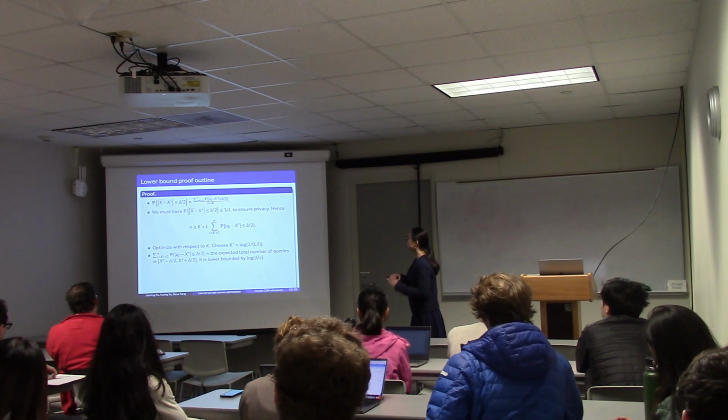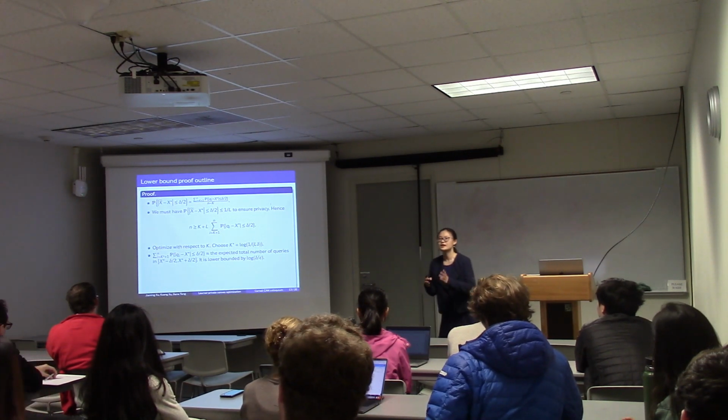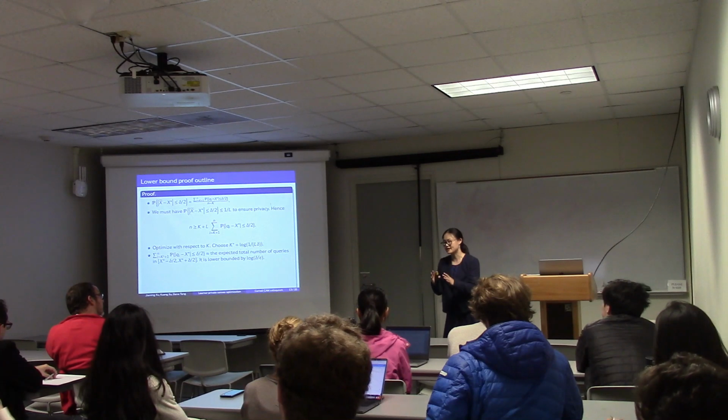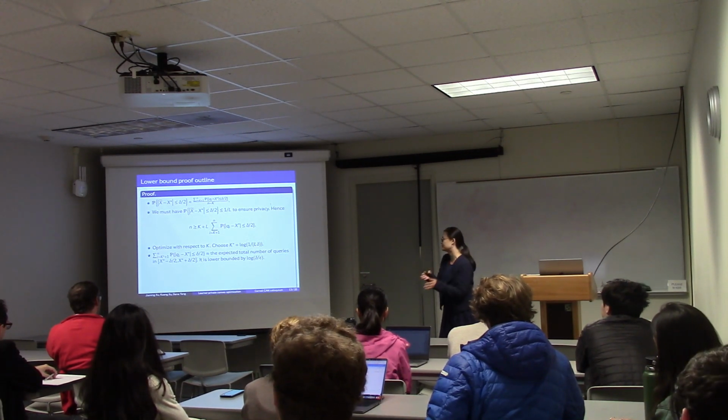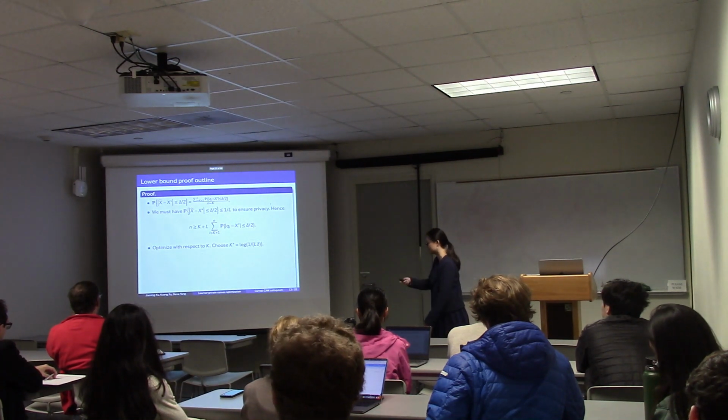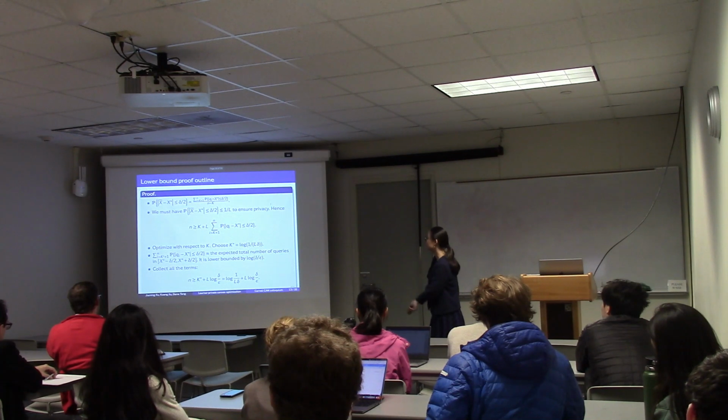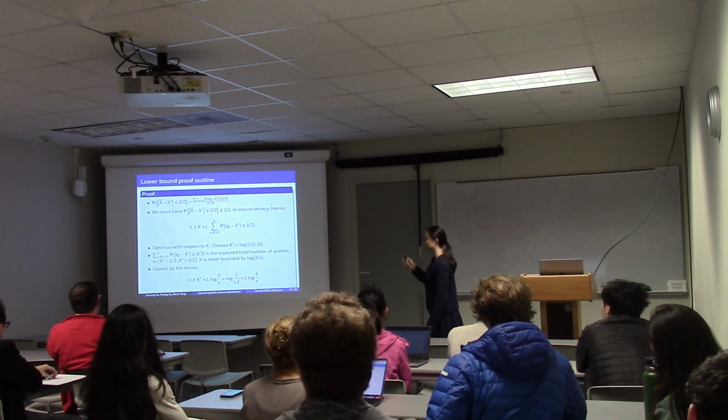So the total number of queries that are needed to narrow down the range of X star in a delta length interval into an epsilon length interval is roughly log delta over epsilon. So that's why, combining all the terms, we have the number of queries is at least the first k star plus L multiple of log delta over epsilon.